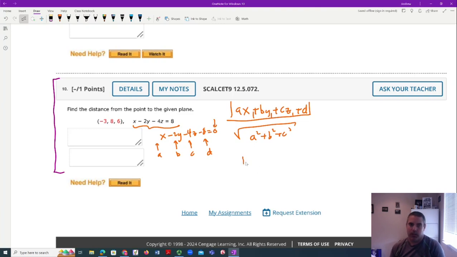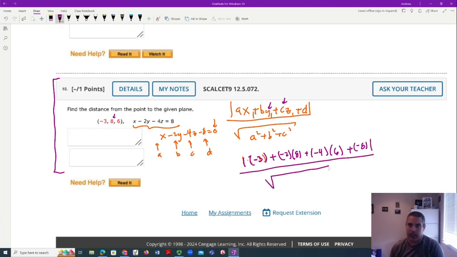So it's going to be 1 times negative 3, plus negative 2, that's B, times 8, because that's the y coordinate of my point. And then plus negative 4, that's my C, times the z coordinate of my point, which is 6, plus the d is negative 8. And I'm going to take the absolute value of that, and I'm going to divide by the length of the normal. So 1 squared plus negative 2 squared plus negative 4 squared.